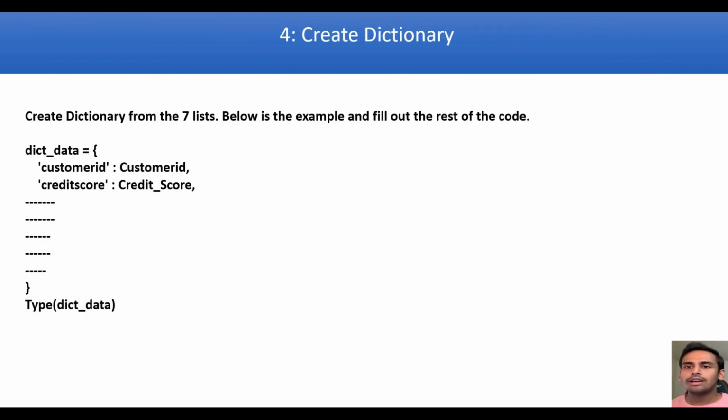So once you have created all the 7 lists, the next part is to create the dictionary from those 7 lists. You can use this sample example to create the dictionary for those 7 lists. I have already included 2 lists for you, customer ID and one other, and for the other 5 you can just enter them one below the other, and in this way you will create the dictionary for those 7 lists.